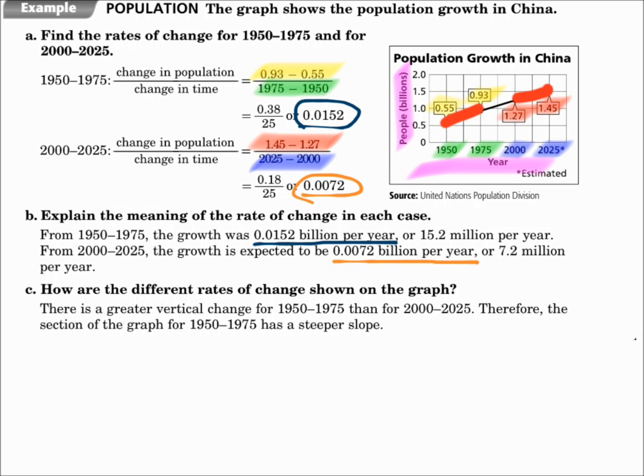So just remember, when you do these, do the newer value minus the older value. And that goes for the numerator and for the denominator. Organize it, and then find out what your number means. And your number will be based on the labels on the graph, whether it's time or billions of people.